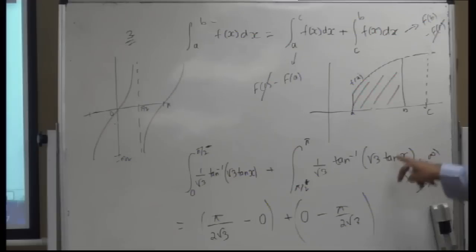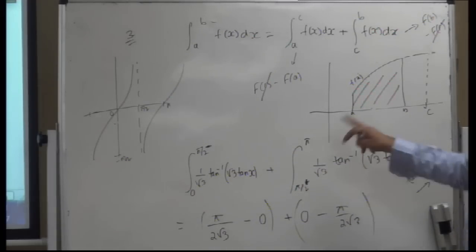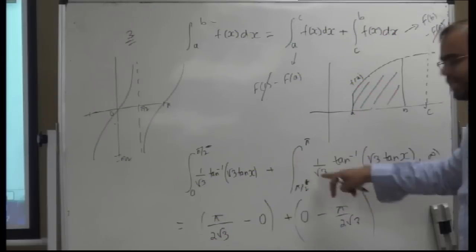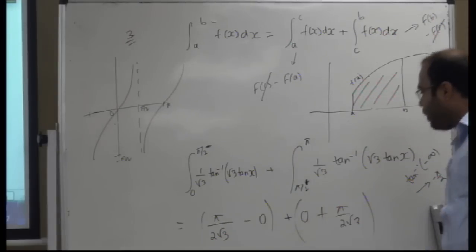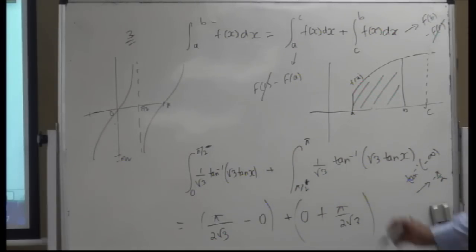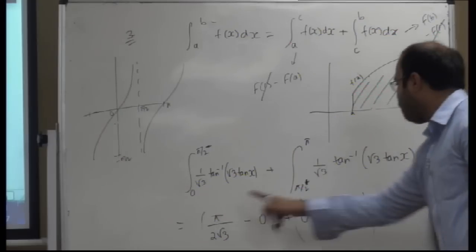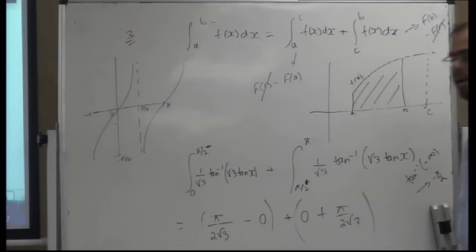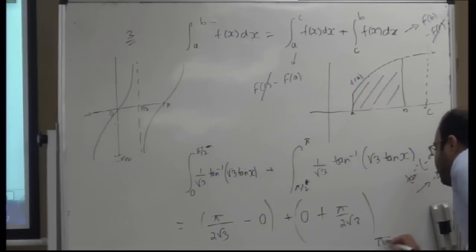That means when you take this as minus infinity, tan inverse of minus infinity will be minus pi by 2, and there is a subtraction, so minus would be here, then this would become plus. The answer would become pi by 2 root 3 plus pi by 2 root 3. That means pi by root 3.